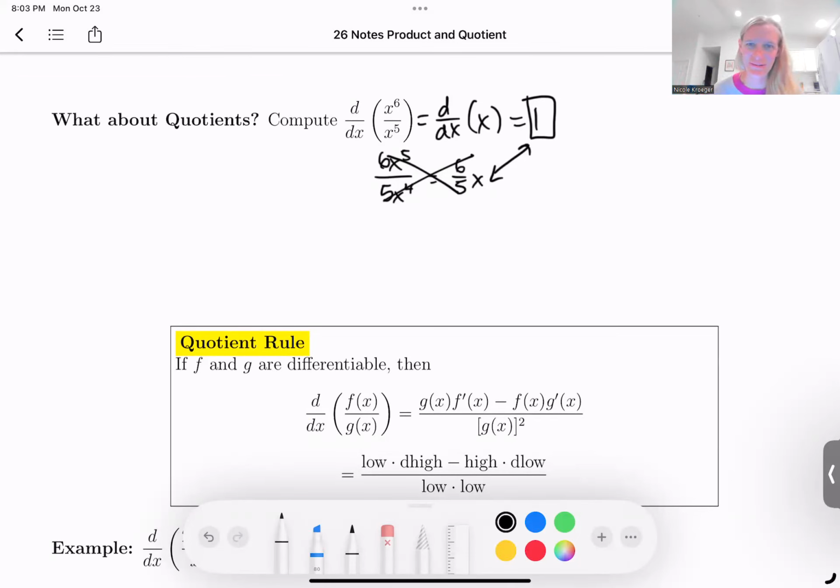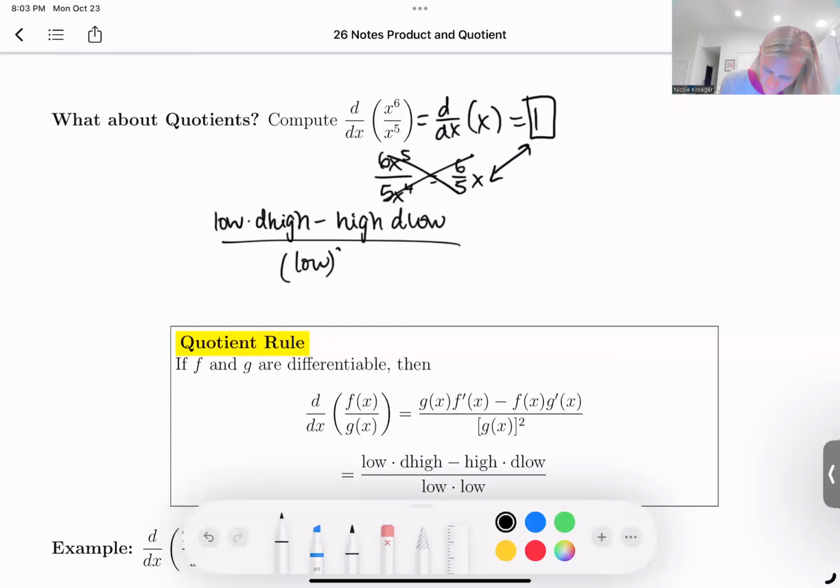This one's going to behave a little bit stranger than the product rule did. So what's going to happen here is we're going to do something a little bit funky, and I'm going to write it out as low d high minus high d low over low squared. This is what we're going to do if we can't simplify the original expression. In this problem, it was much easier to simplify. But let me show you that this will work. So when I say low and high, I'm talking the high is my numerator, the low is my denominator.